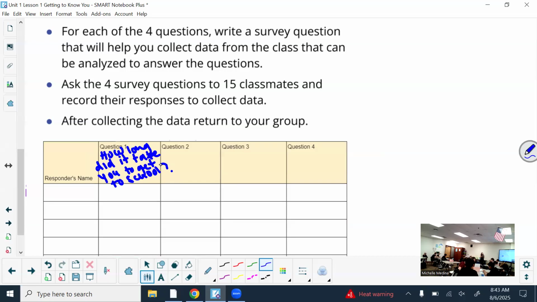You're going to do the same with question 2 and 3. Make it a survey question that you can ask your classmates. For question 4, that can be whatever you want, and you don't have to do the same as your group. You can pick your own question. This lesson is called Getting to Know You, so you are going to get to know your classmates a little bit more. You can ask them whatever you want. You could ask them, oh, what time were you born? Whatever you want to find out, put it for question 4. It does not have to be the same as your group.